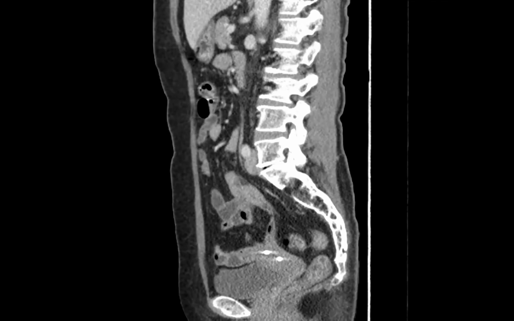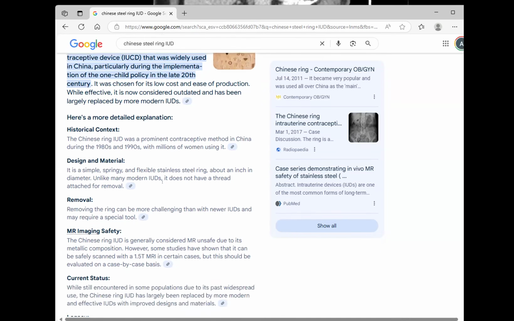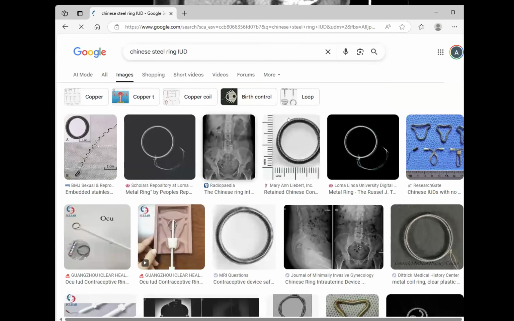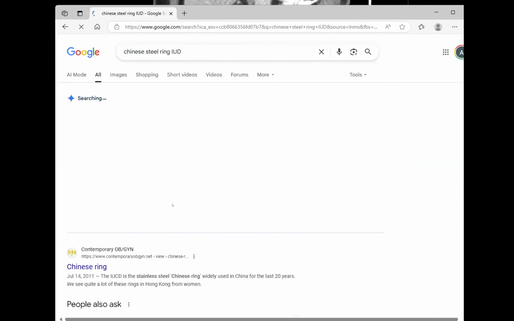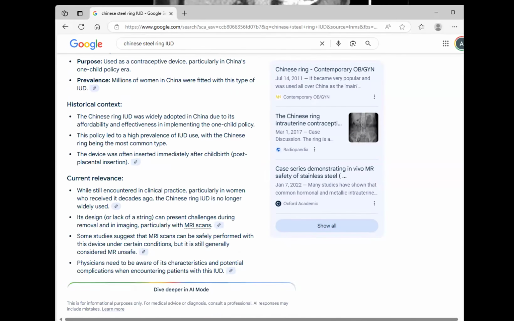And this one, I'll pull up my article here, is called a Chinese ring. It was common in the 80s and 90s when China had the one child policy. It looks like a little spring. It doesn't have a string on it, so it's considered a permanent IUD, and it's really hard to remove. So that was one of the reasons they used it, and it was placed immediately after childbirth.